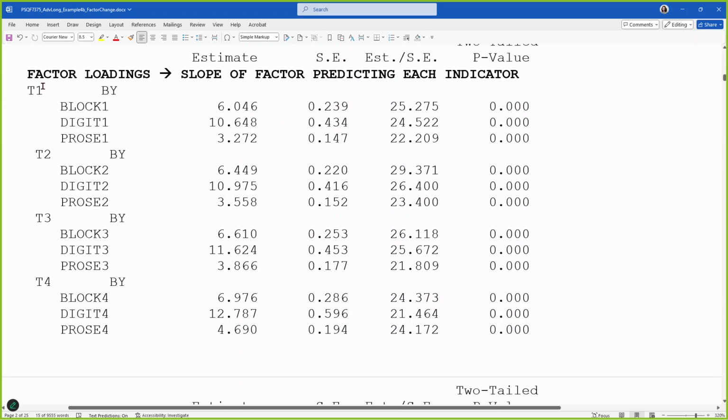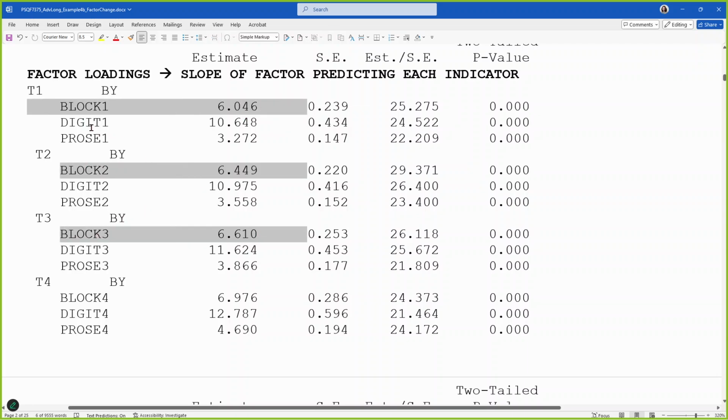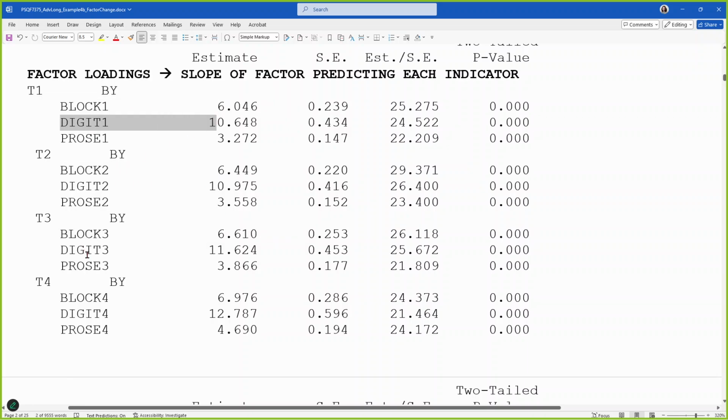So then the output. The buys are factor loadings. By the way, this is me being nice. M+ does not label stuff well. So I have similar looking loadings over time, I would say. These are all in the neighborhood of 6, 10 here, 10 here, 11, 12.